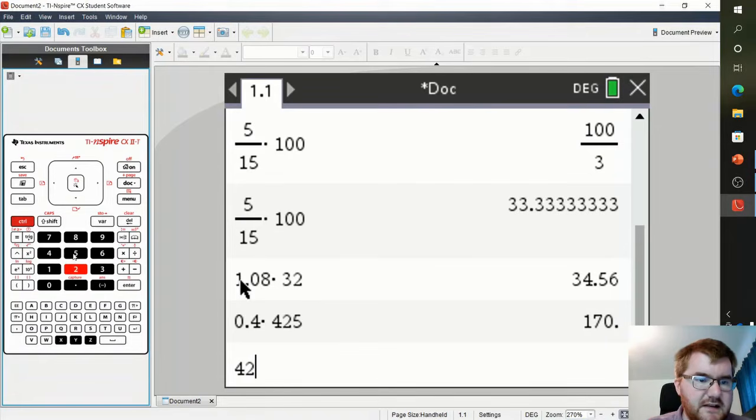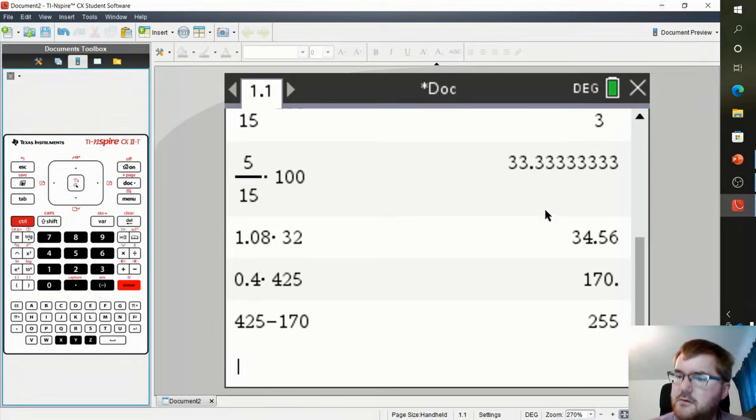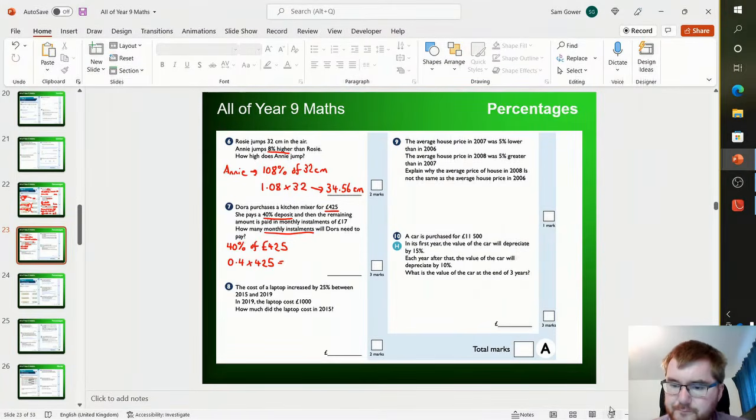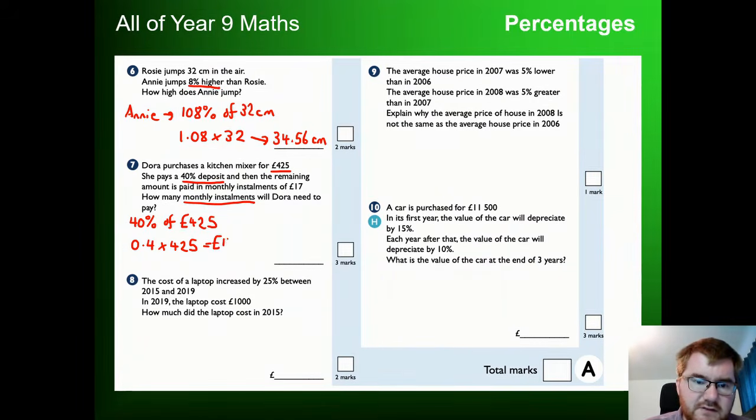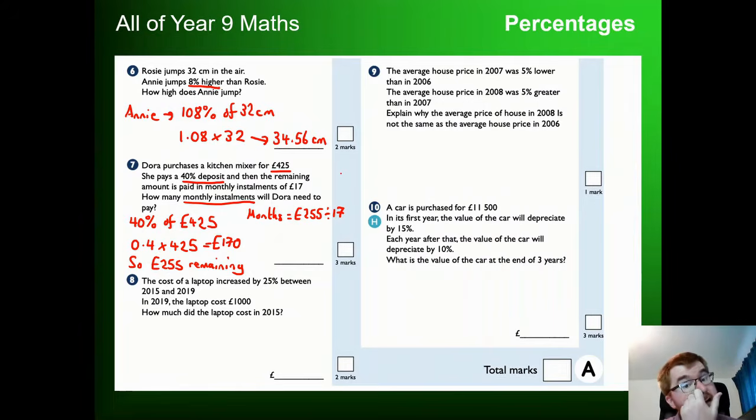So I'll quickly do this here. Let's take that off and see how much she has remaining to pay. So 255, perfect. So this is equal to 170. So she has £255 remaining. And she's going to pay this off at £17 per month. So to work out how many months, we need to do 255 and then divide that by 17.